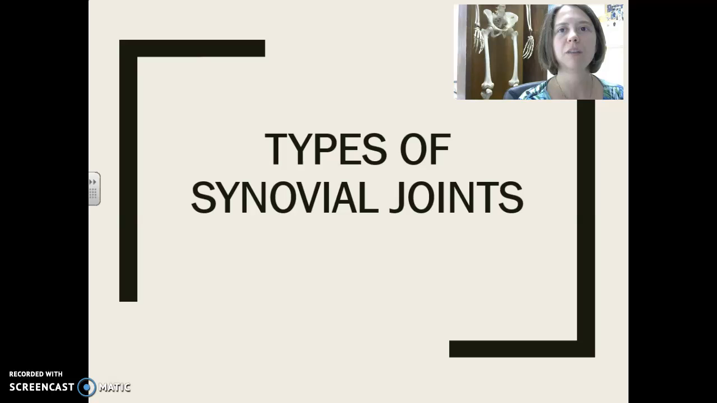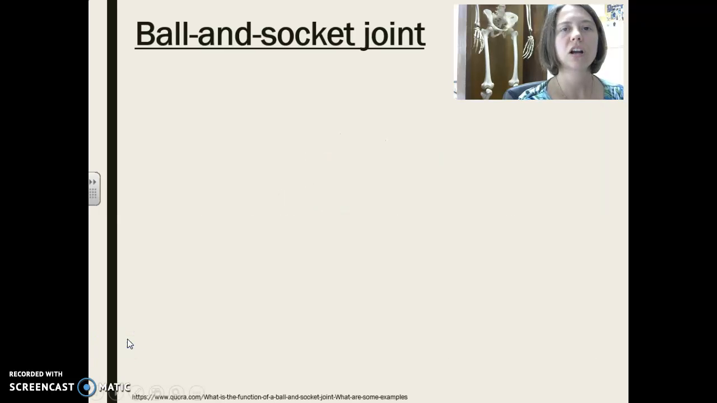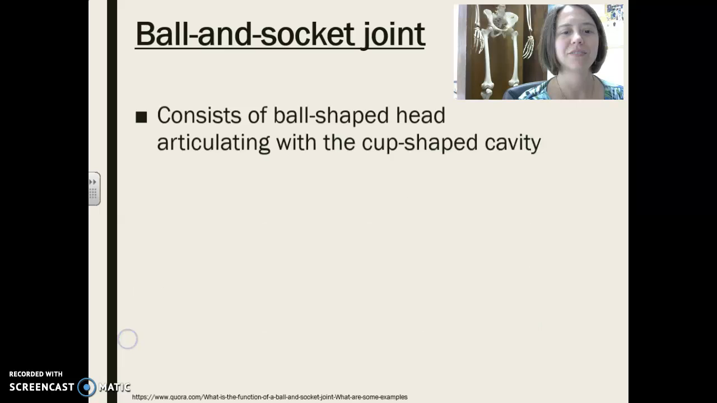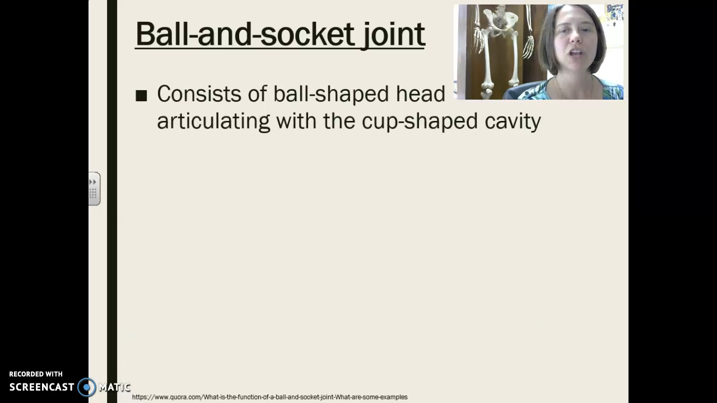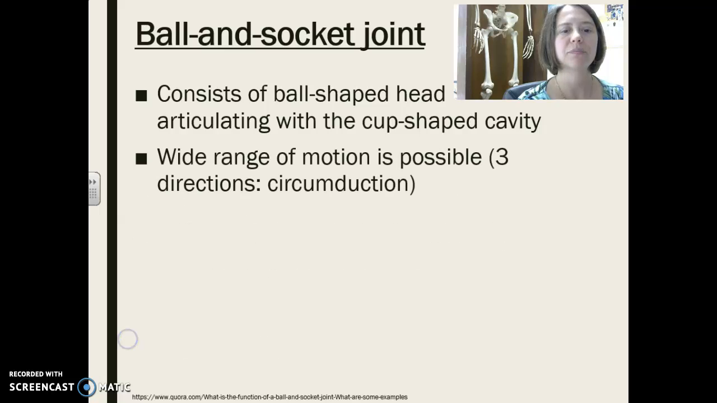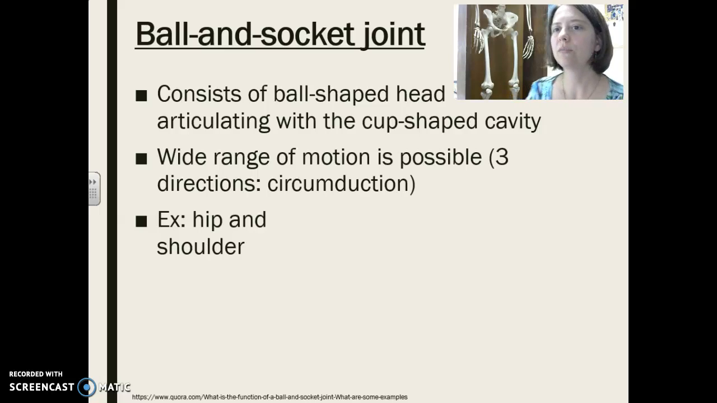Okay, now we're going to talk about the different types of synovial joints and how they allow us to do the movements we just learned. We're going to start out with the ball and socket joint. It consists of a ball-shaped head articulating with a cup-shaped cavity. It allows a wide range of motion. Three directions are possible, and this is circumduction. One example is the hip joint, which allows circumduction of the leg.